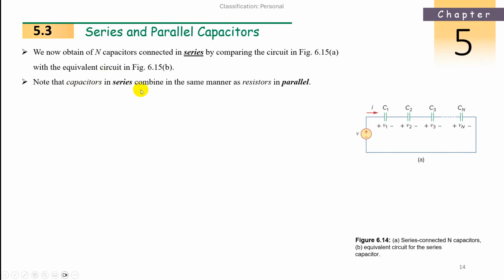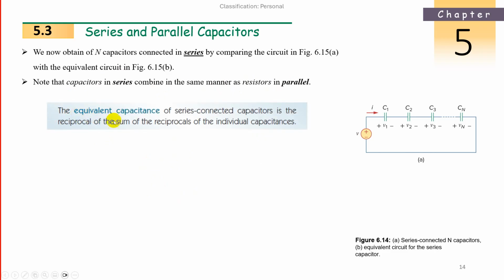Note that capacitors in series combine in the same manner as resistors in parallel. The equivalent capacitance of series-connected capacitors is the reciprocal of the sum of the reciprocals of the individual capacitors. For resistors in parallel, what do we do? First, we take the reciprocal of each, then sum them all, then take the reciprocal again. Three steps: reciprocal of each, sum, then reciprocal. So that is your equivalent resistance. Same here for series capacitors also.